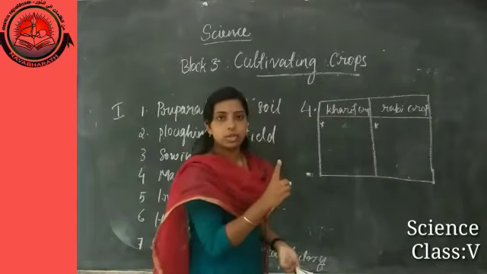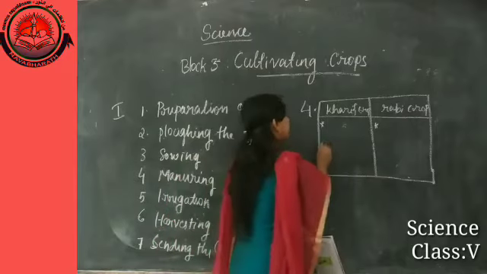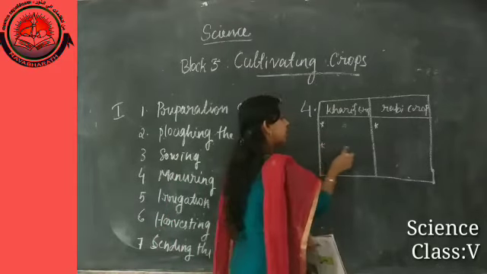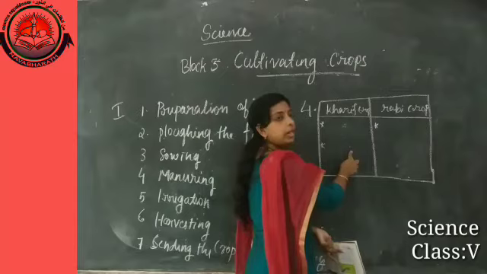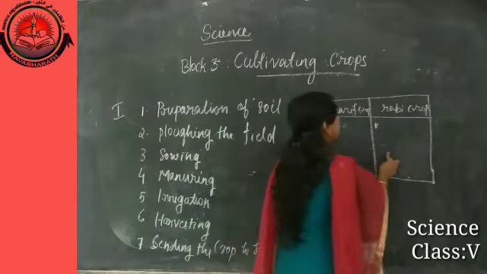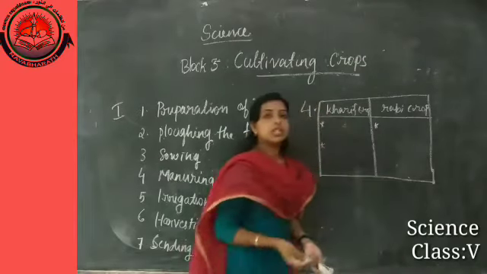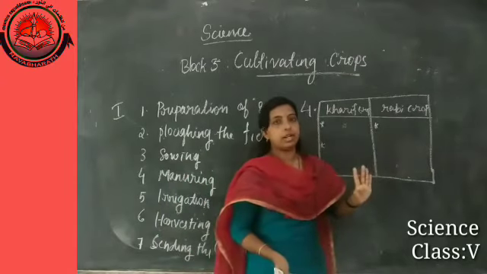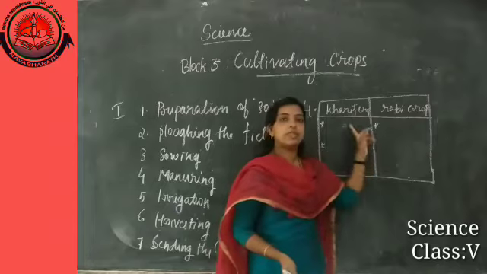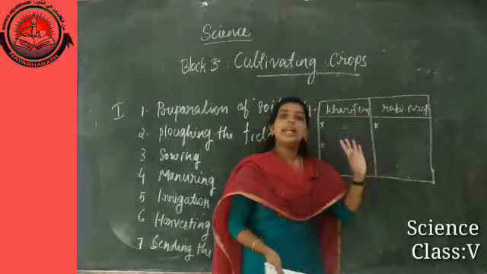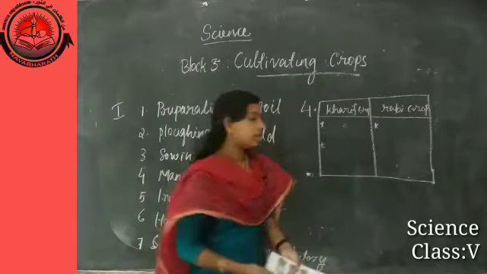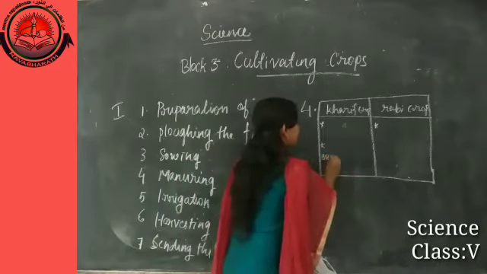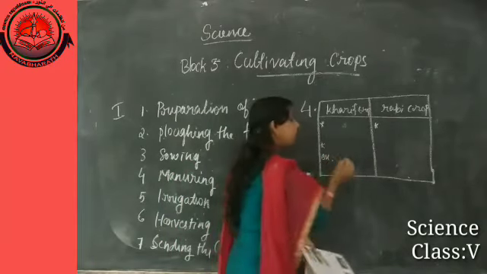Like that, one point you can write. Then you can write the crops which are harvested in October or November, and the crops which can be harvested in March or April. Okay, like this, two differences you can write. And an example is also asked here. So example, like this you can write.